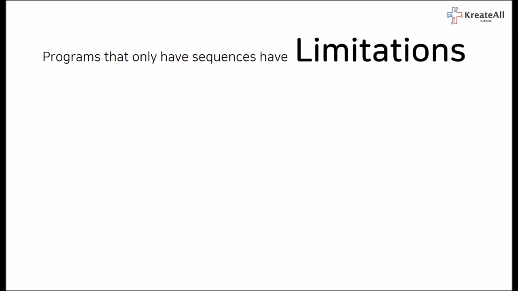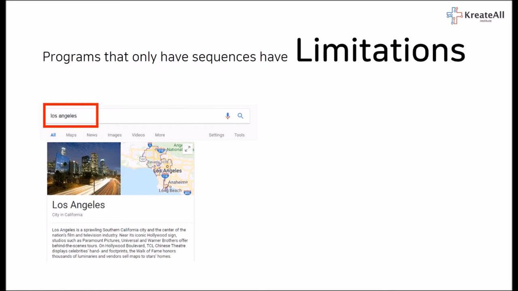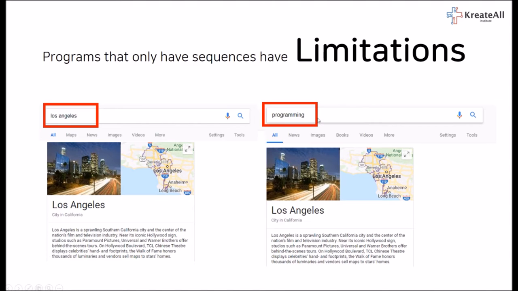Typically, we want our programs to be able to do different things depending on what we need, right? So for example, I don't want exactly the same results every time we do a Google search. Here, I typed in Los Angeles and Google tells me all about Los Angeles. But if Google had only sequences, if I type in programming, it would give me Los Angeles, since it does not determine whether I put Los Angeles or programming. So this is not what we want, right?